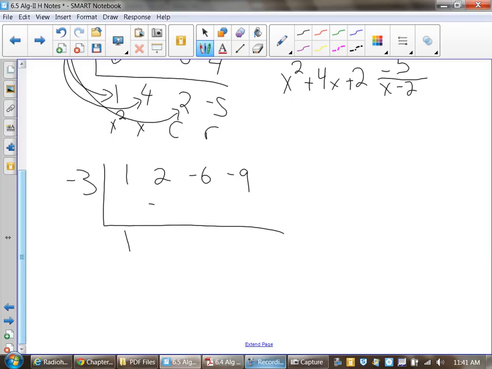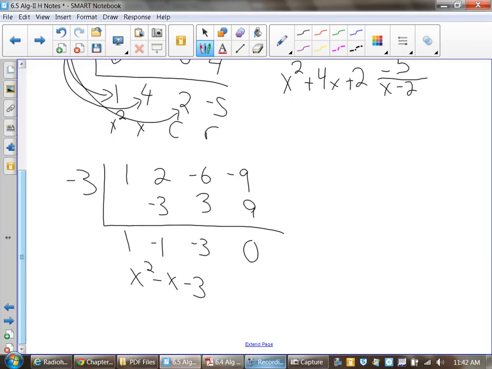Negative 3 times 1 is negative 3. 2 and negative 3 is negative 1. Negative 3 times negative 1 is 3. Negative 6 and 3 is negative 3. Negative 3 times negative 3 is 9. Negative 9 and 9 is 0. In this case, was there a remainder? No. But when I divide that out, what is my answer? x squared minus x minus 3. And that's my answer.